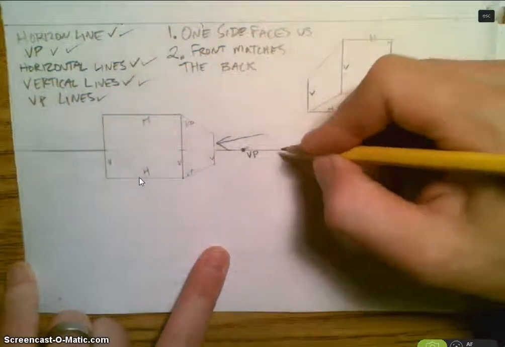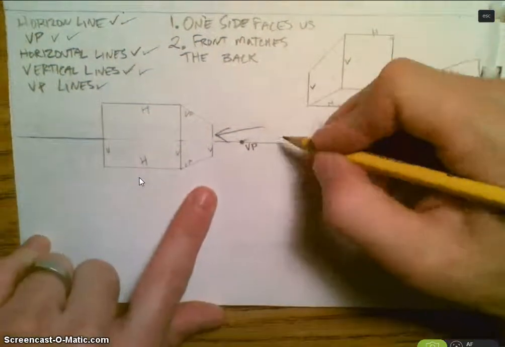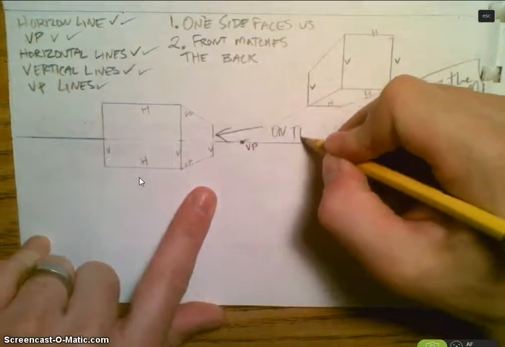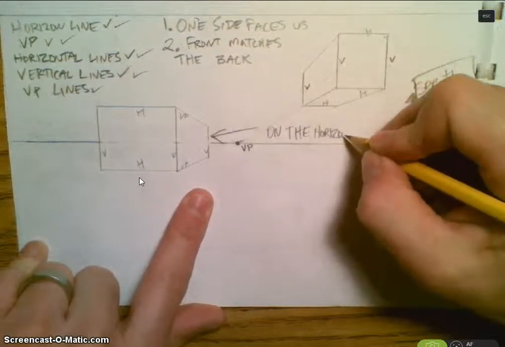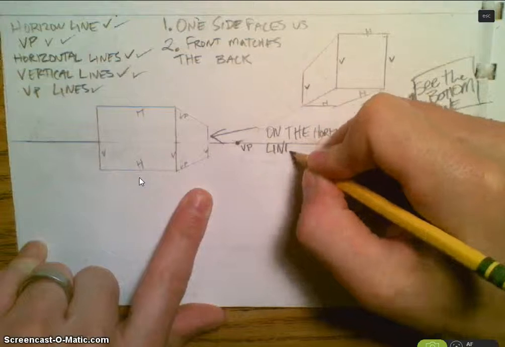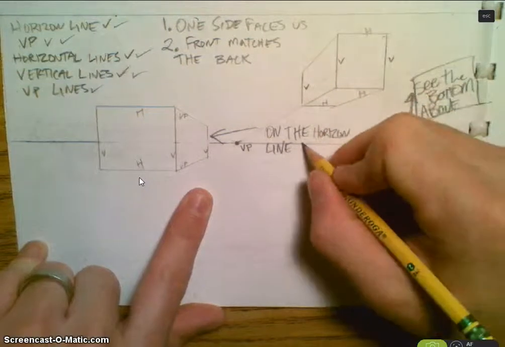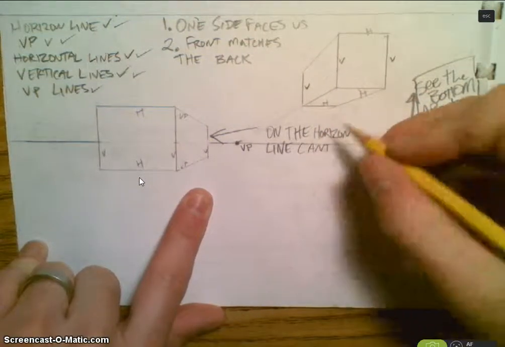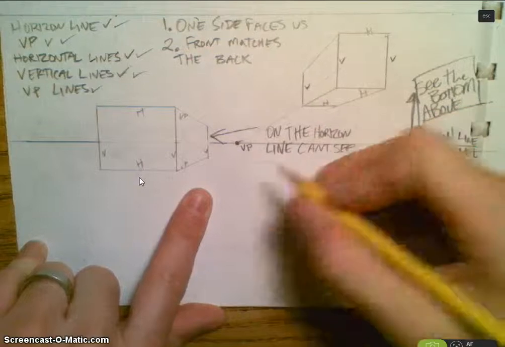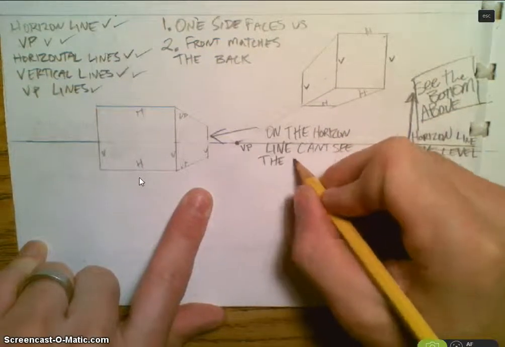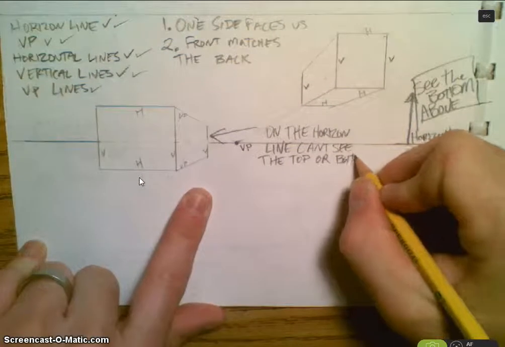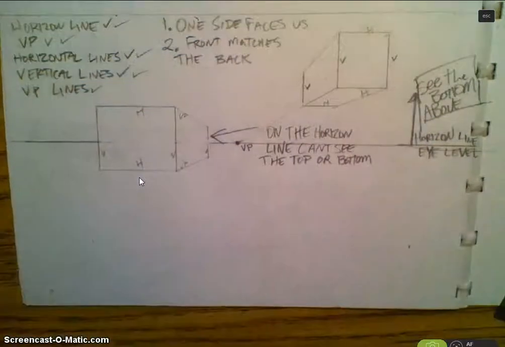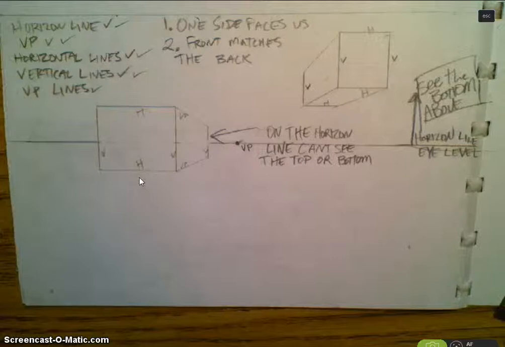And then right here, the thing to know with this one is, if it's on the horizon line, you can't see the top or bottom. On the horizon, you cannot see the top or the bottom.